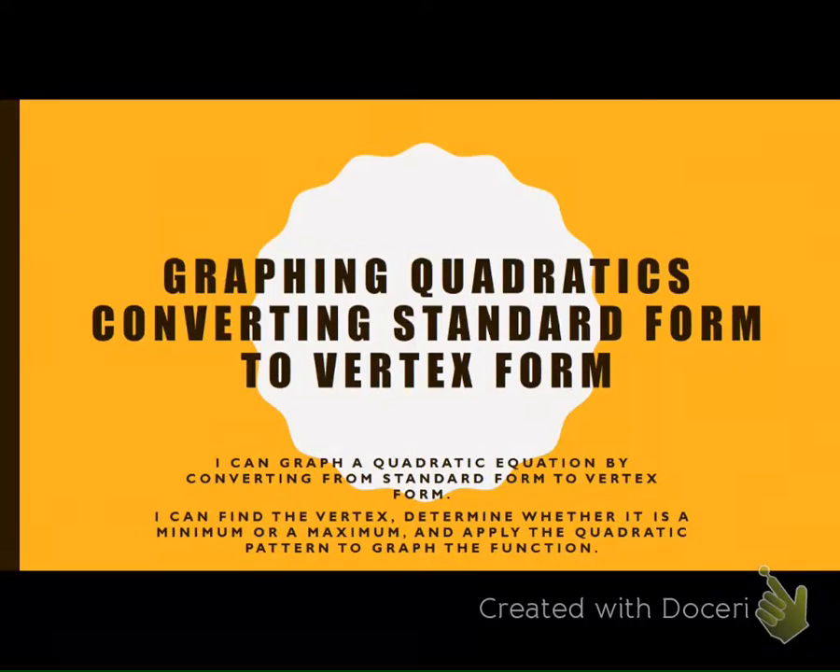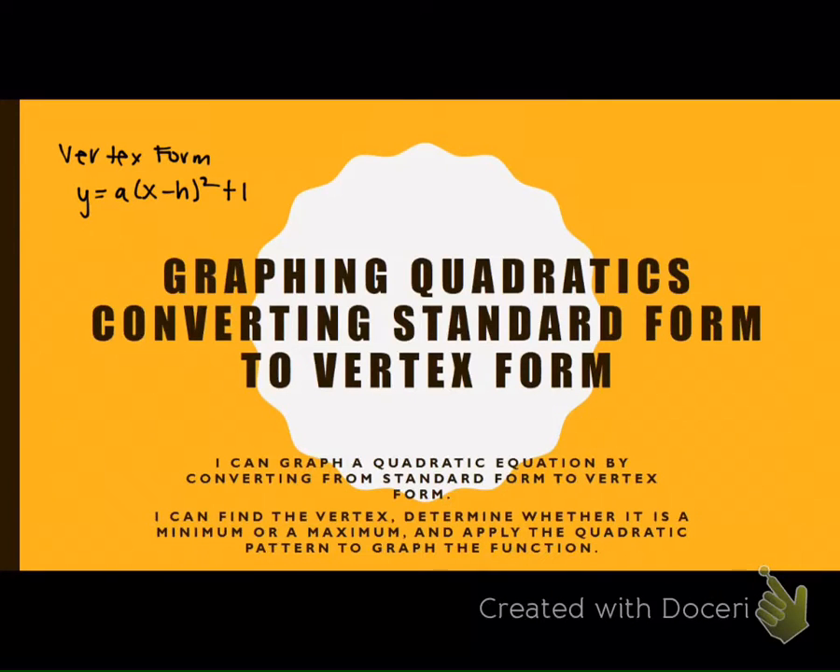We'll be doing some review stuff too. So this is what we are going to be doing here. We are going to switch from standard form into vertex form. To do that, we first need to remember that vertex form and standard form are from last week.